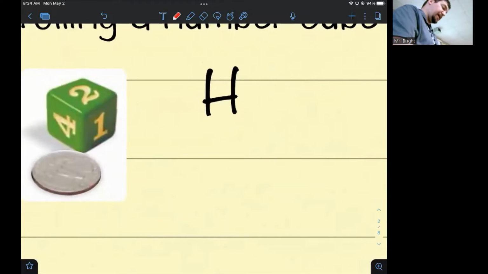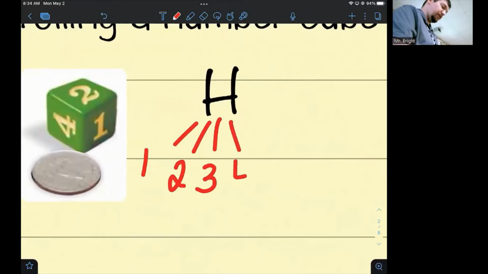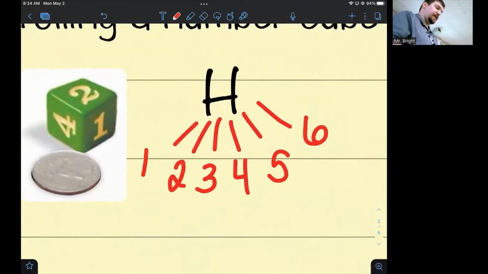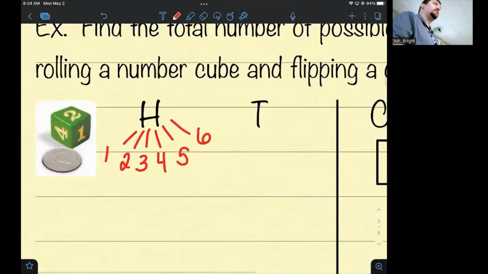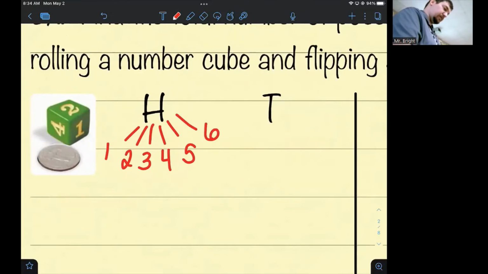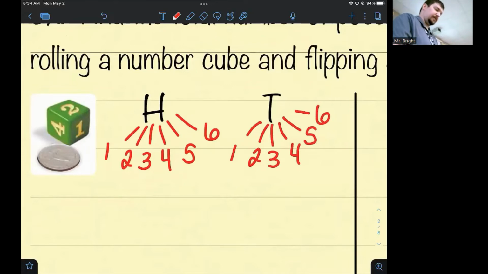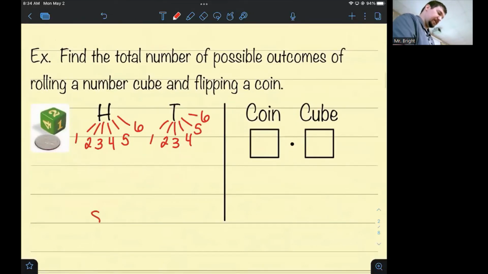I could flip heads and then roll a 1, flip heads and roll a 2, roll a 3, roll a 4, roll a 5, or roll a 6. And I can also roll those same numbers after I flip tails. Tails 1, tails 2, tails 3, tails 4, tails 5, and tails 6. This is my sample space.